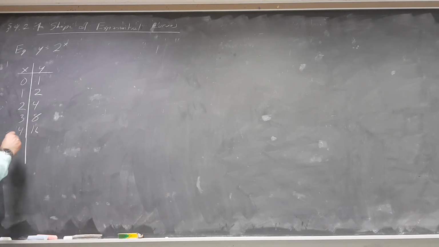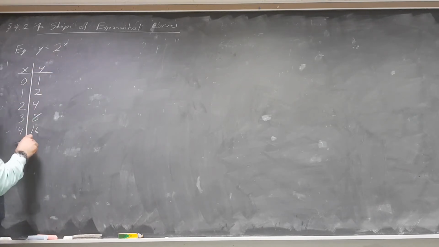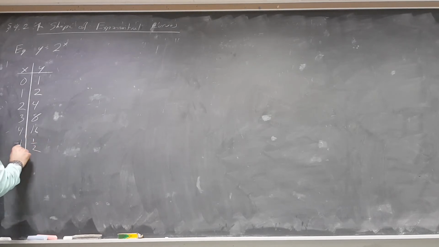If x is equal to negative 1, it's 1 over 2 to the 1, or 1/2. If x is equal to negative 2, it's a quarter. We already did this kind of plot in class.